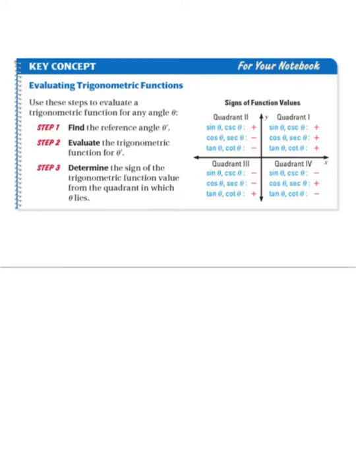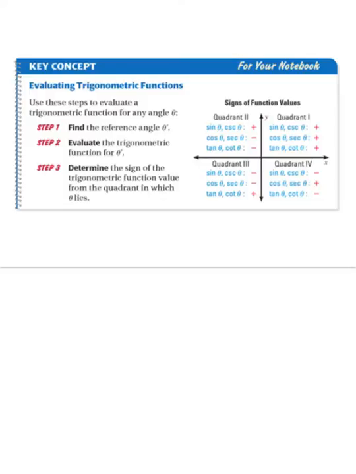Evaluating trig functions. Use these steps to evaluate a trig function for any angle theta. Step 1, find the reference angle theta prime. Step 2, evaluate the trig function for theta prime. Step 3, determine the sign of the trig function value from the quadrant in which theta lies. We really don't want to memorize these per se.